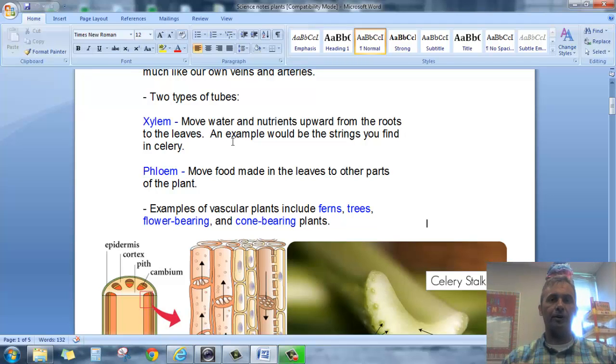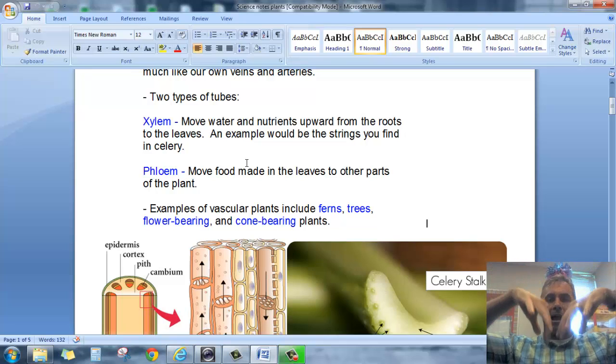So let me make this very clear again. Xylem tubes are going to move the nutrients and water up from the roots, up through the plant, out towards the leaves. So we're moving up with xylem tubes. Now phloem tubes are actually moving the food that is made in the leaves, and we'll talk about that later on. The leaves of a plant are pretty much where the food is being made through photosynthesis for the plant.